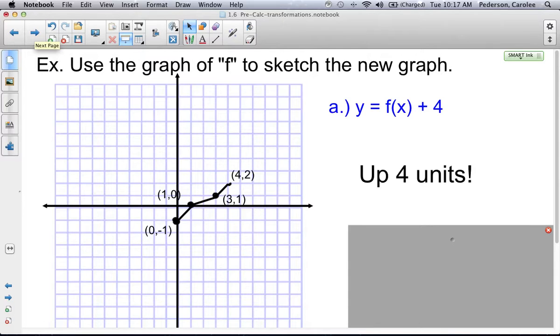And I'm going to do that on my slide. So this 0, negative 1 is going to go up 4. And then the next order pair, 1, 0, is going to go up 4. Here's where it will be. And then 3, 1, goes up 4. And then 4, 2.